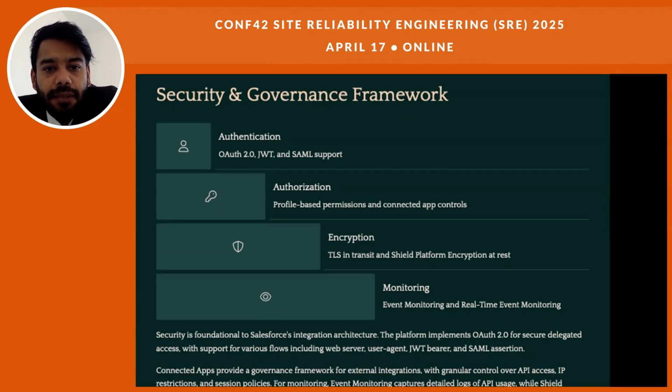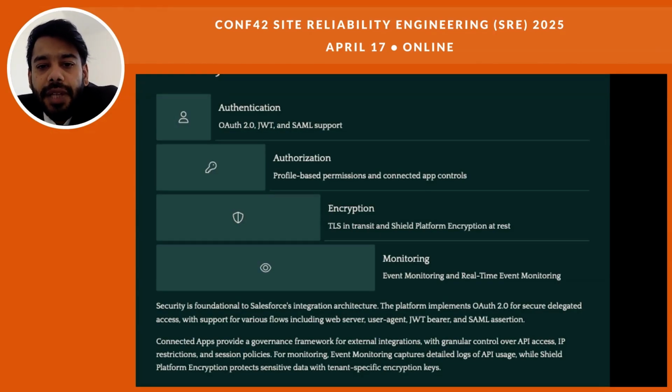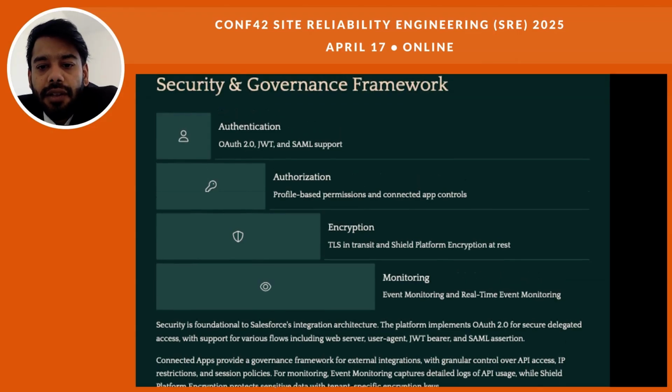So we are going to discuss the security and governance framework here. Right, security, we know that we have authentication in place. We have different authentication methods, with JWT and SAML supported. And for authorization, we have profile-based permissions and connected app controls. And encryption is TLS encryption. And Salesforce Shield Platform Encryption is also available. But Salesforce Shield is an additional security measure that we can purchase from Salesforce. And monitoring. Like we discussed platform events, event monitoring and real-time event monitoring can also be enabled.